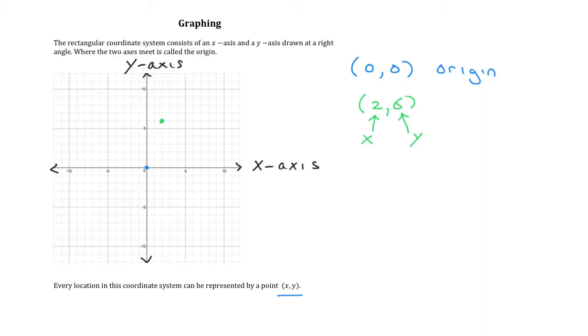Maybe just to get a couple of others. What about (-5, -8)? So again, that's the x coordinate, and this is the y coordinate. So we start at (0, 0). We go 5 places to the left on the x-axis, and then we go down 8 places on the y-axis to this location right here. This is (-5, -8).